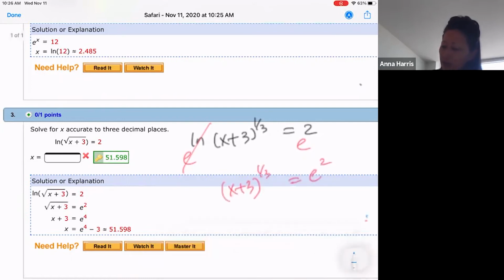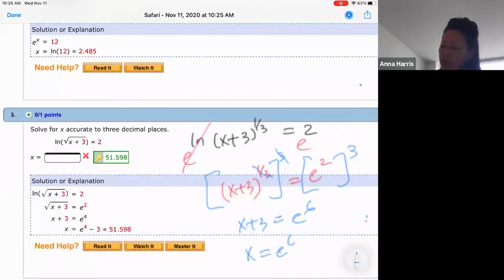So I need to get rid of 1/3. So you need to multiply by 3. I mean, raise your power to the 3. And that cancels out. So you have x plus 3 equal to e to the 6. So x is equal to e to the 6 minus 3. So show your work, okay?